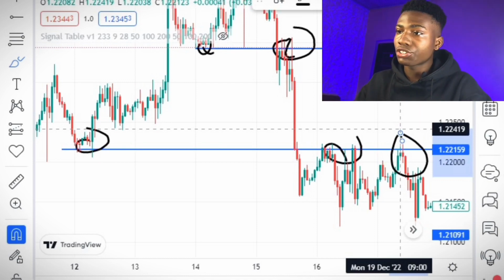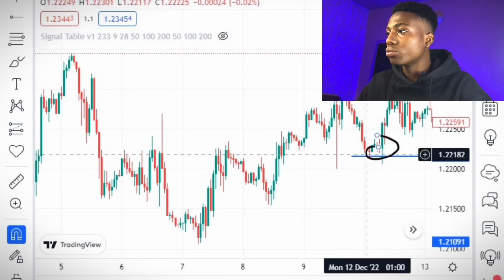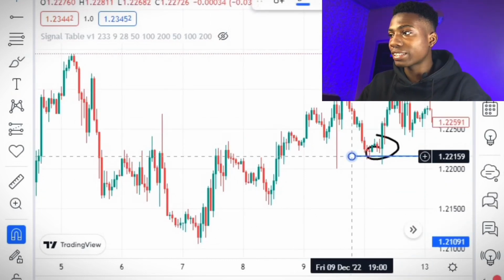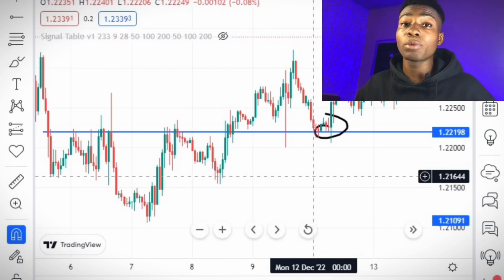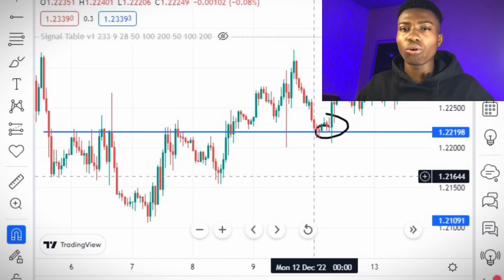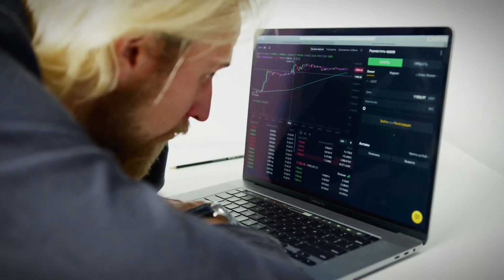Now if I go ahead and try to scroll back, we could see that there's obviously an existence of this point right here. Now if I try to drag this, we could see that it's still relating. Now this is trying to show us that price goes back to retest points that it has already left before.